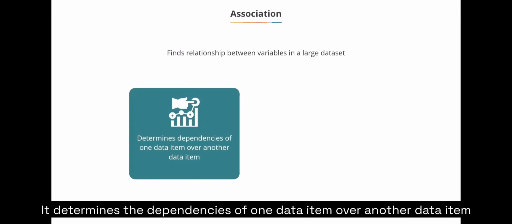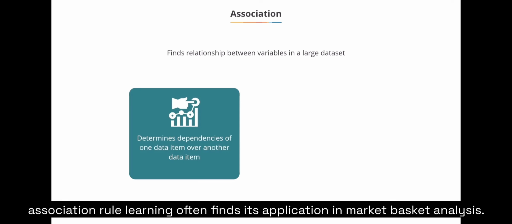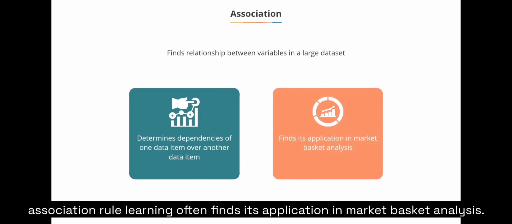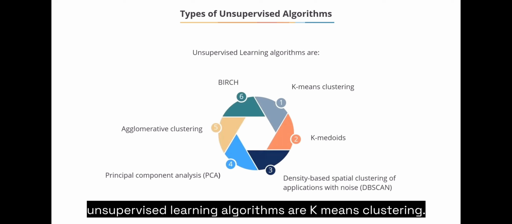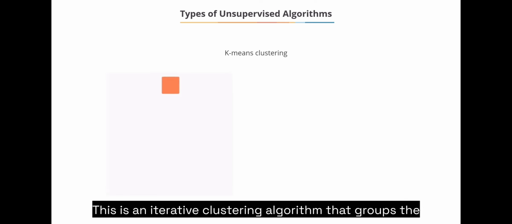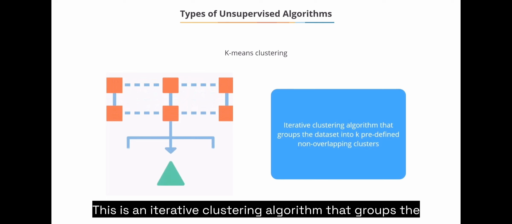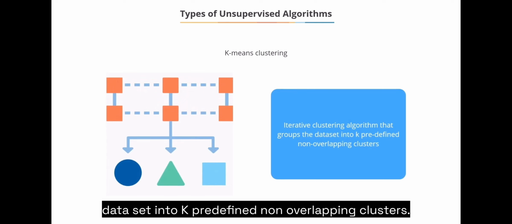Association. An association rule involves finding the relationship between variables in a large data set. It determines the dependencies of one data item over another data item. Association rule learning often finds its application in market basket analysis. Some of the commonly used unsupervised learning algorithms are k-means clustering. This is an iterative clustering algorithm that groups the dataset into k predefined, non-overlapping clusters.